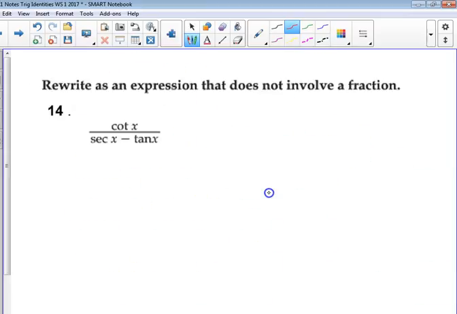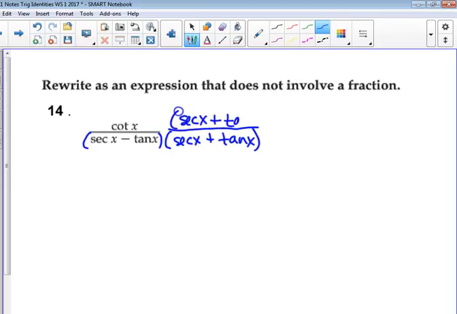14. All right, guys, this is tricky. I don't think I would put these directions on a test or quiz, but this does turn out much nicer if you don't have the fraction involved. But to get rid of the fraction, remember I talked about the conjugate? What would the conjugate be of this denominator? In other words, just change the sign. Secant of x plus tangent of x. If we do that top and bottom, that's legal because it's just a form of 1, right?